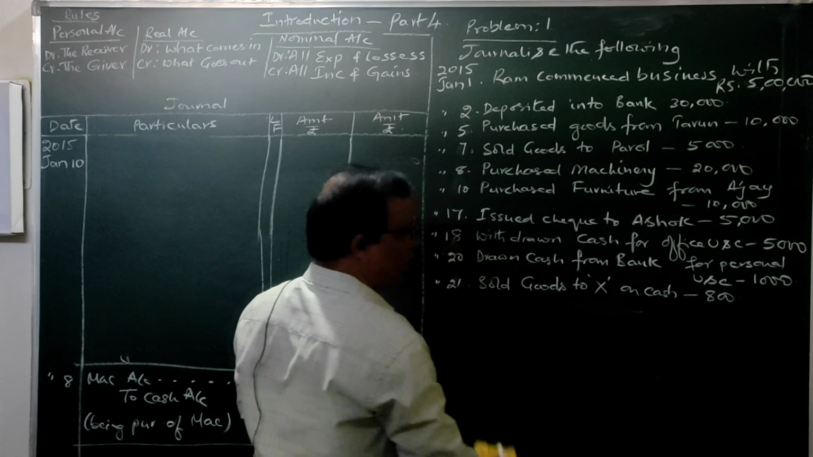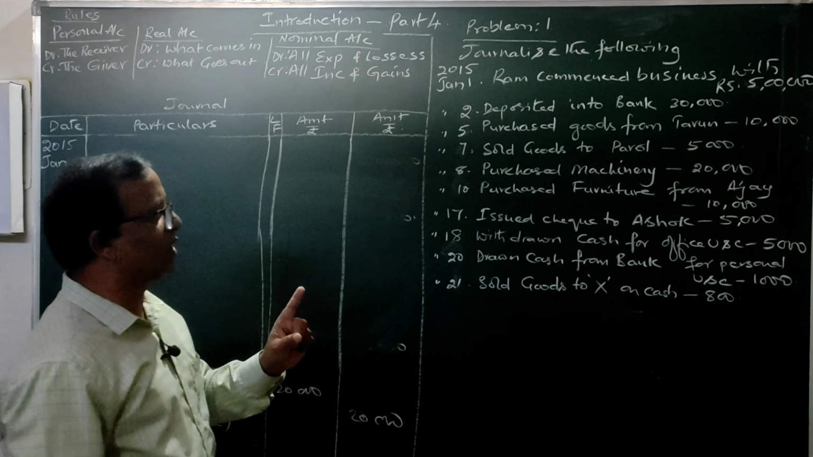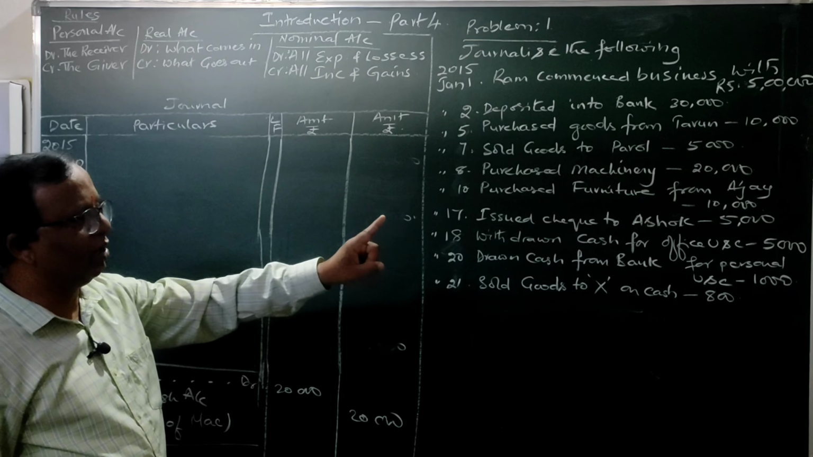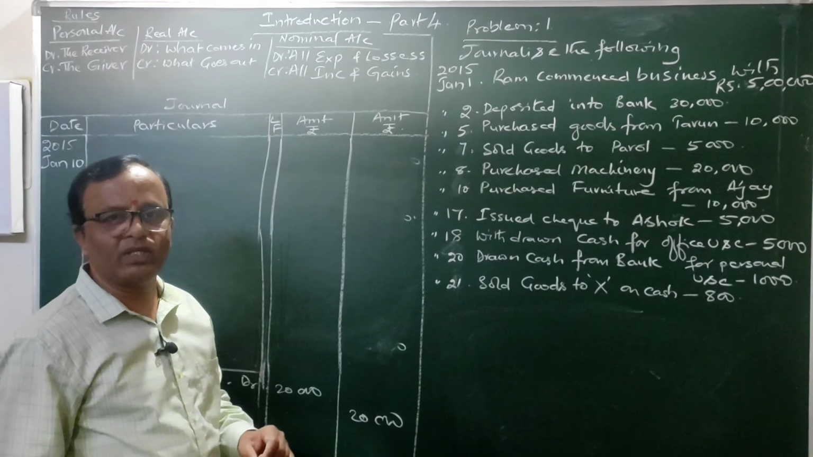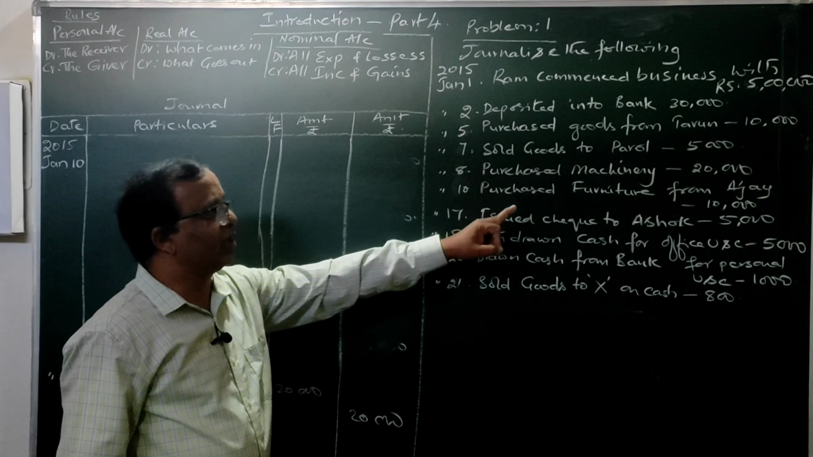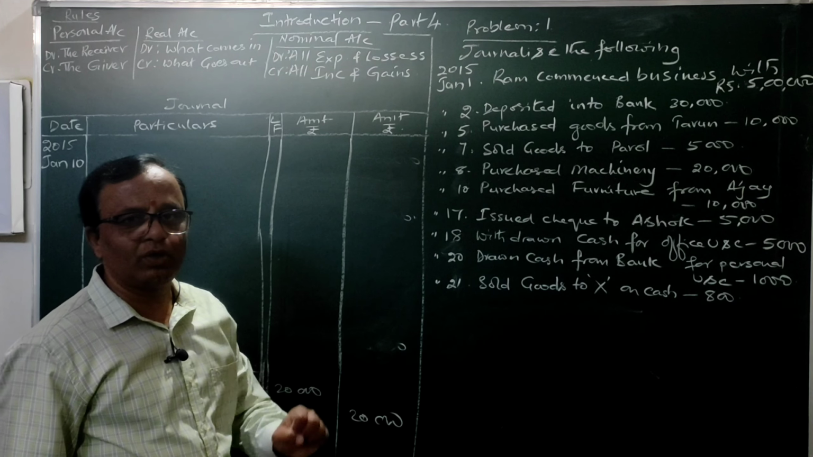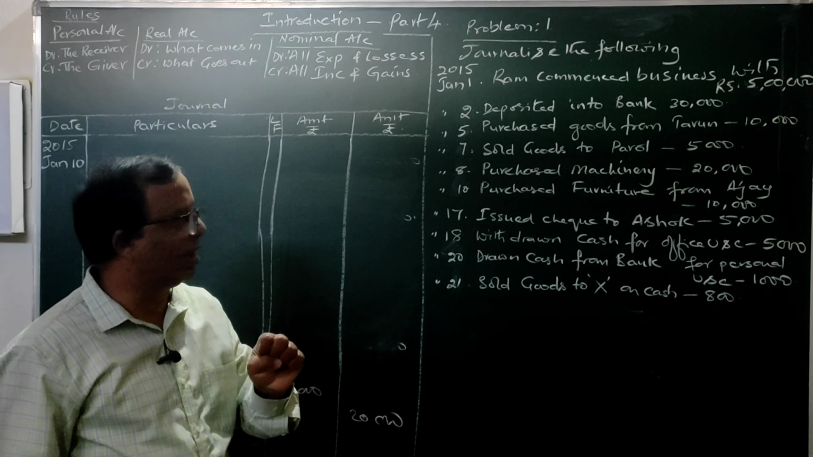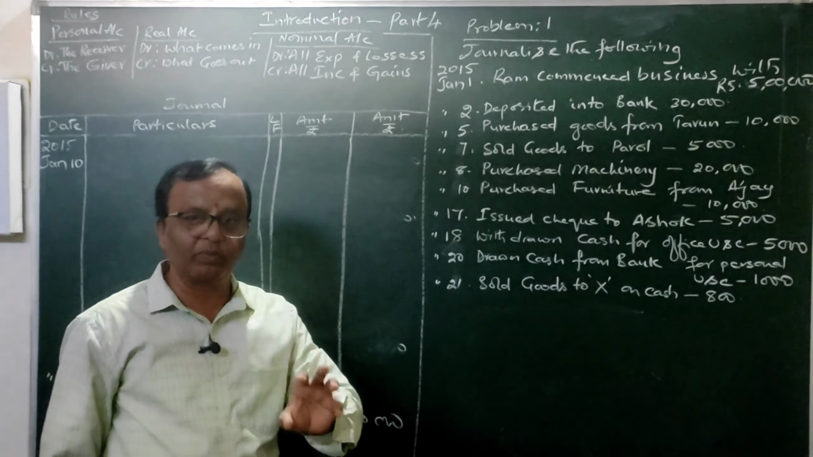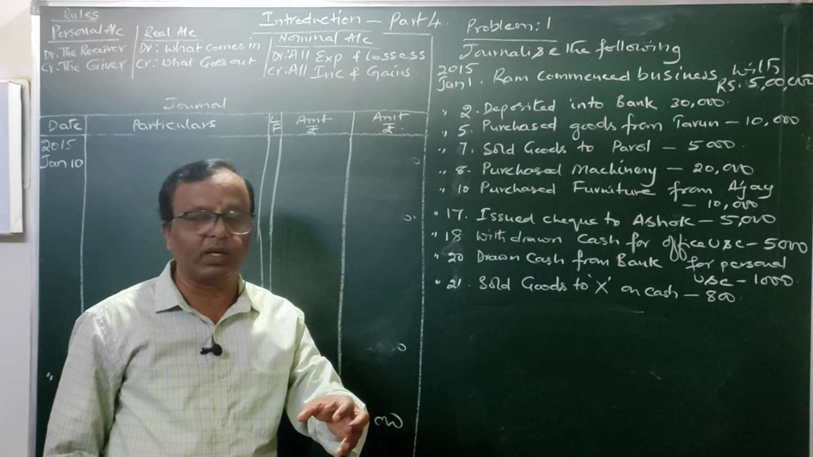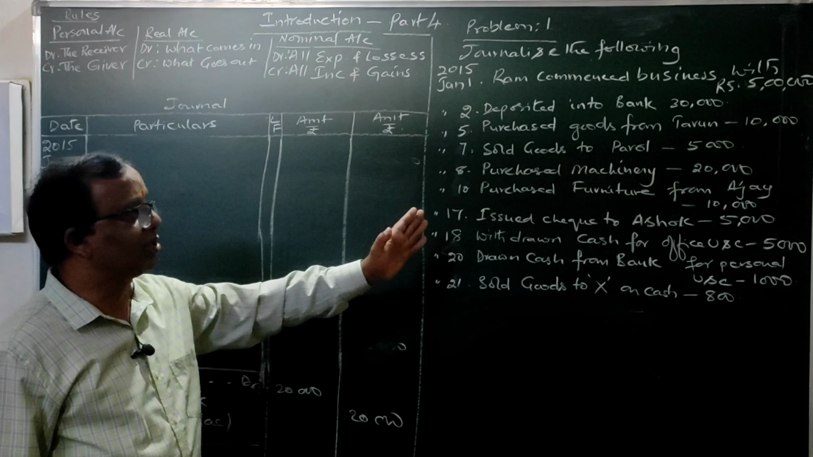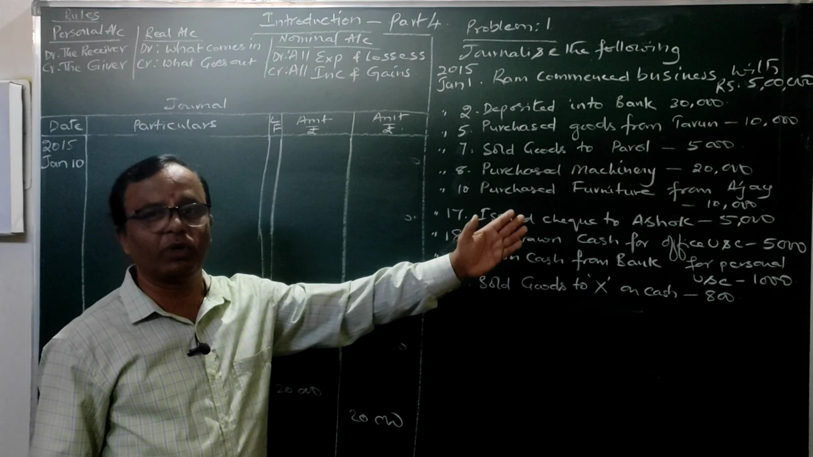Purchased furniture. What you have purchased? You have purchased furniture from Ajay for 10,000 rupees. So when he said purchased furniture from Ajay for 10,000, it means you have purchased furniture from Ajay. And how you have purchased it? Have you paid cash immediately? You have not paid it. Since what? Because he said purchase furniture from Ajay. It is a credit purchase.